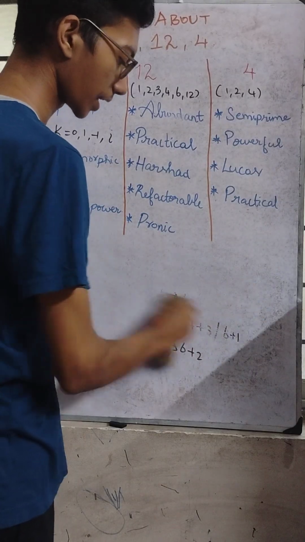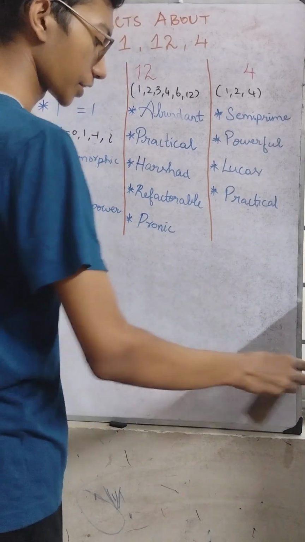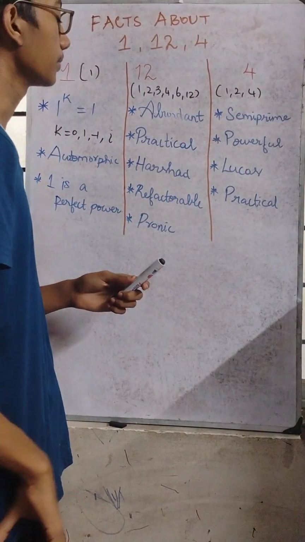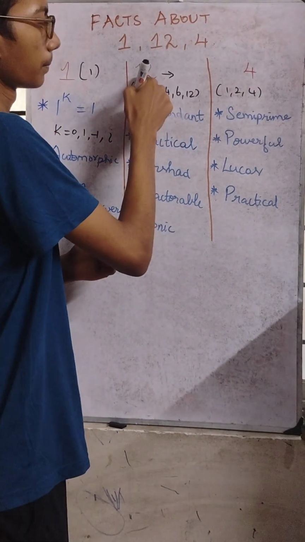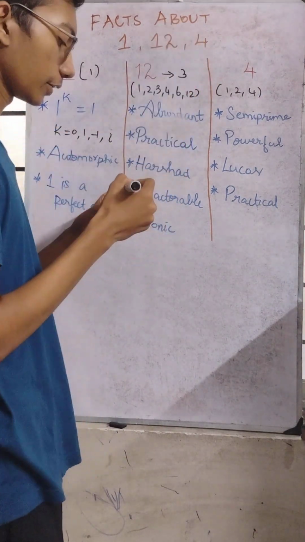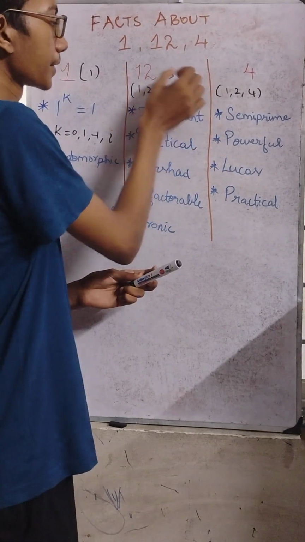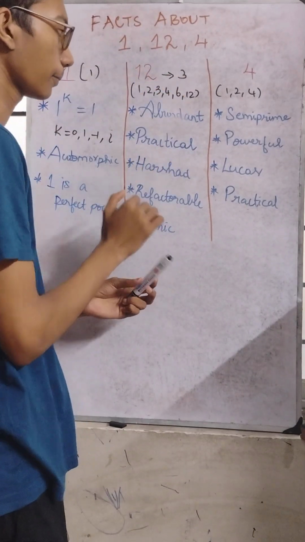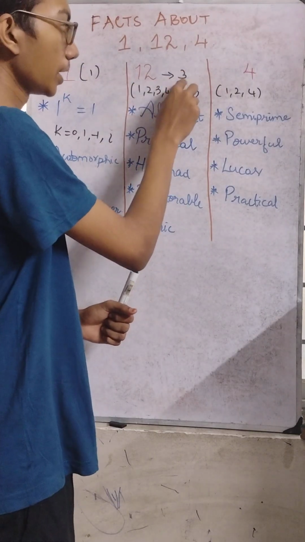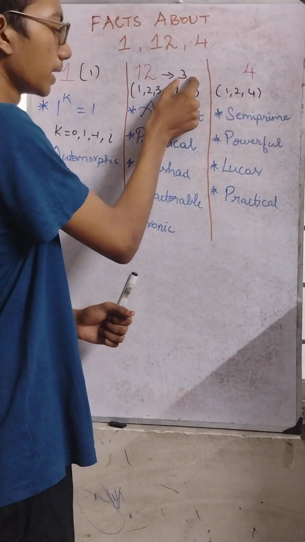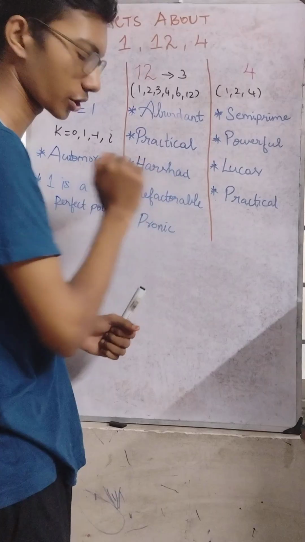So the next one is Harshad number. What this Harshad number is, if we sum the digits of 12, what will we get? 1 plus 2 gives 3. And if that number divides this number, then it is a Harshad number. So 12 is a Harshad number because the sum of its digits is 3 and 12 is divisible by 3.